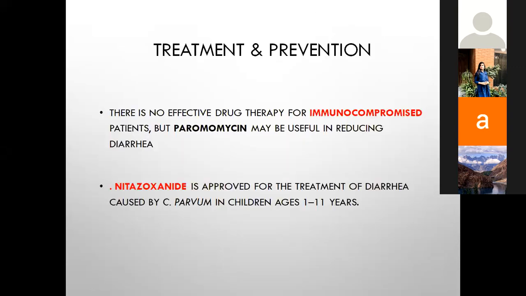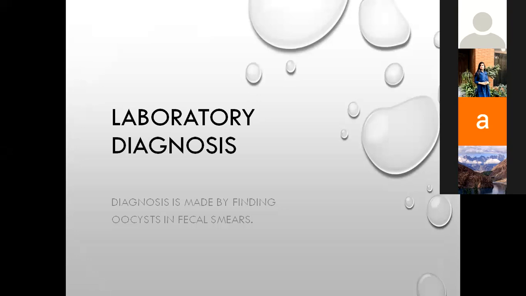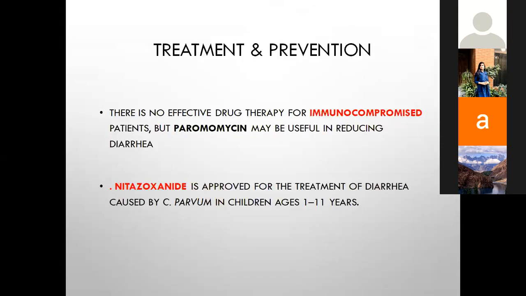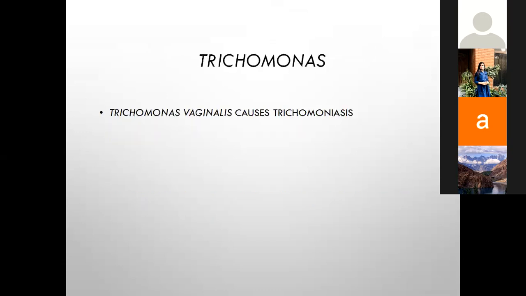How will you diagnose the case? It will be diagnosed by finding the oocyst in the fecal smears, and nothing else is done for this. Treatment and prevention: there is no effective drug therapy for the immunocompromised patients, but paromomycin may be useful in reducing the diarrhea. And nitazoxanide is applied for the treatment of diarrhea caused by this bug in children 1 to 11 years of age.